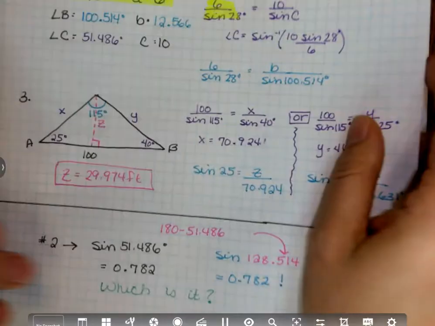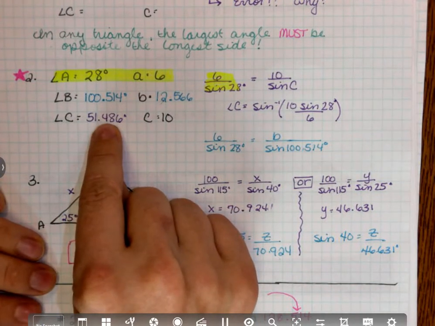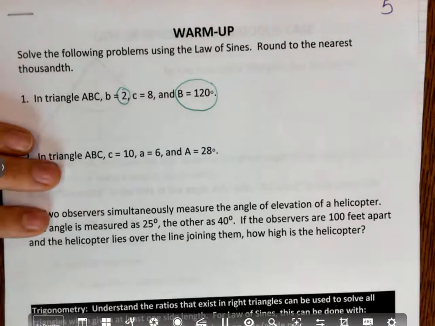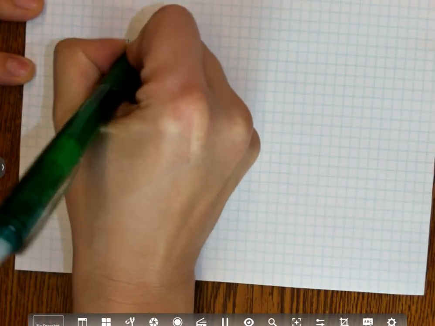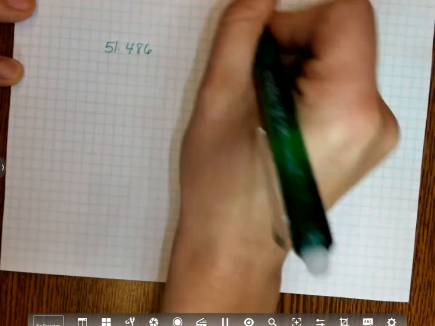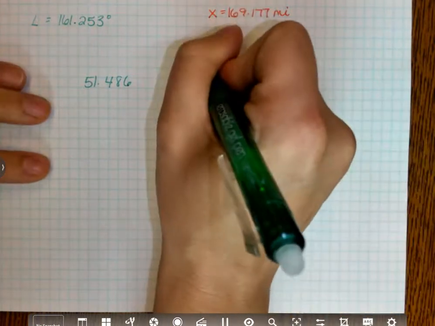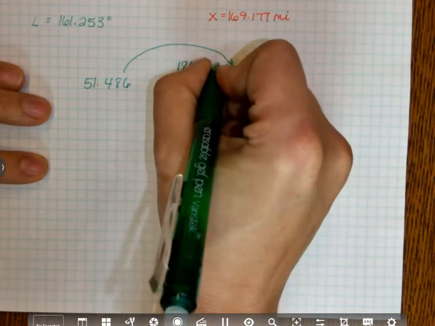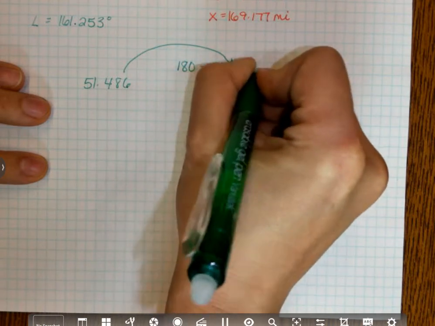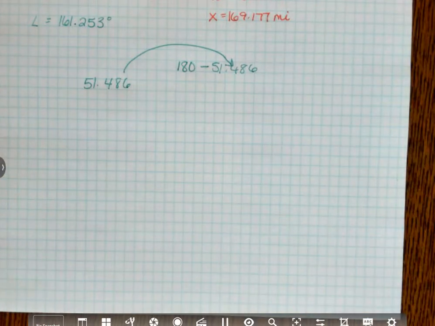In the beginning, when we were solving that, we found 51.486. Right? That was my first angle I found. So I'm going to write that down: 51.486. We'll just use those decimals. We don't need to do anything else. I want you to figure out what 180 minus the 51.486 is going to give you.